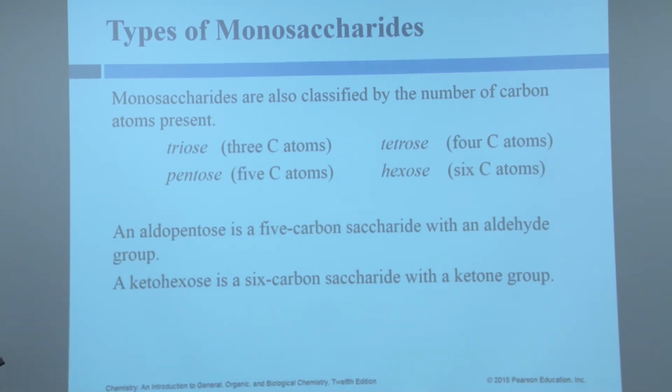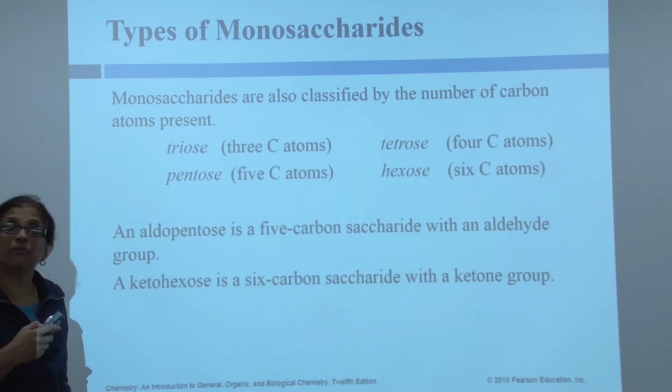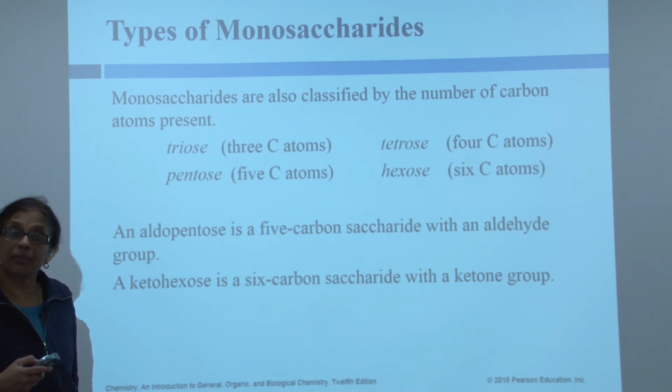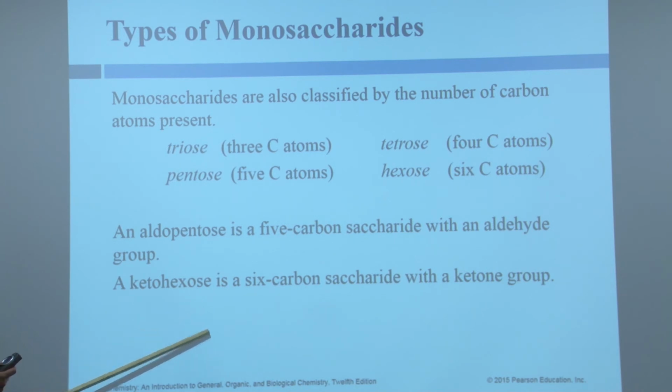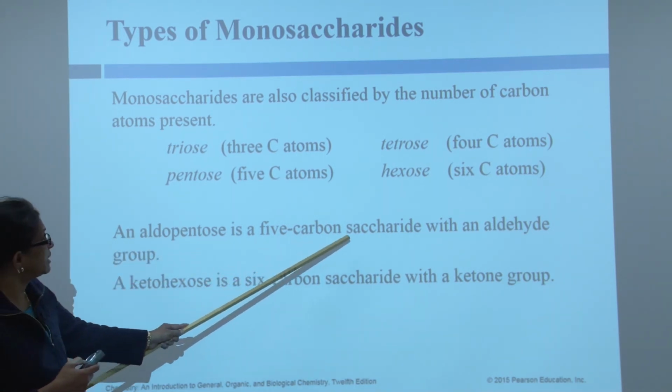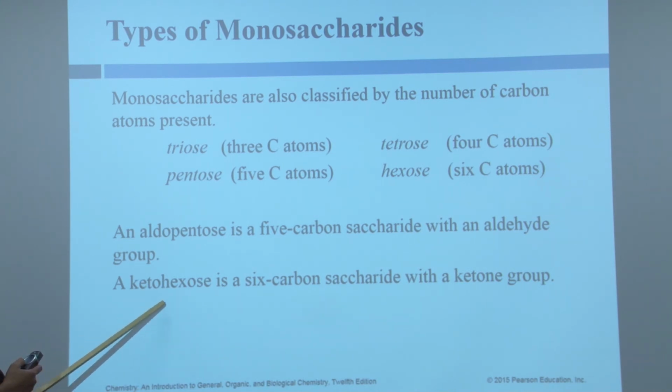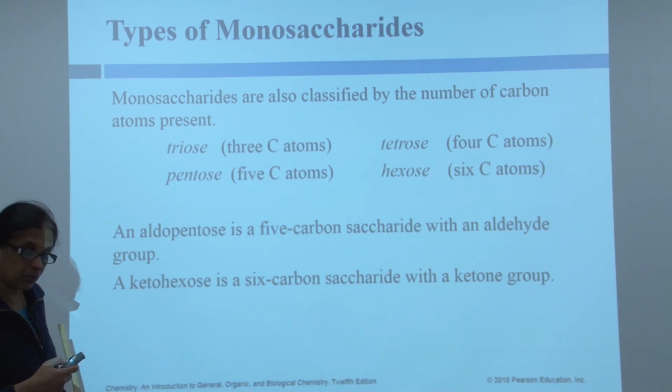Aldopentose. Now we can break the name down. Aldo, containing an aldehyde group. Pent, 5 carbons, OSE, carbohydrate. Ketohexose: keto group, hex, 6 carbons, carbohydrate. So looking at the name, we can figure out how many carbons, and whether there is an aldo or a keto group. Okay? So aldopentose is a 5-carbon saccharide with an aldehyde group. A ketohexose is a 6-carbon saccharide with a keto group.